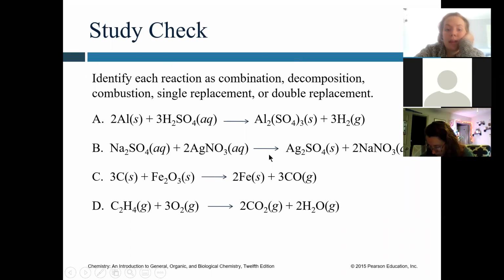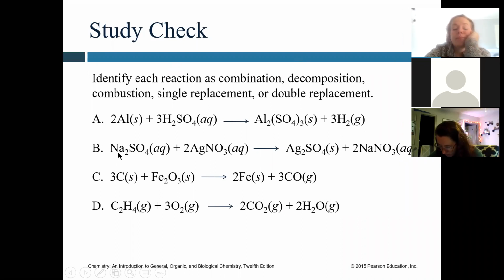So when looking at this, we've got this first one here. We've got aluminum by itself, and then we've got hydrogen and sulfate combined. And then what ends up happening with our products is that the aluminum takes the place of the hydrogen. So this I'm going to go with a single displacement.